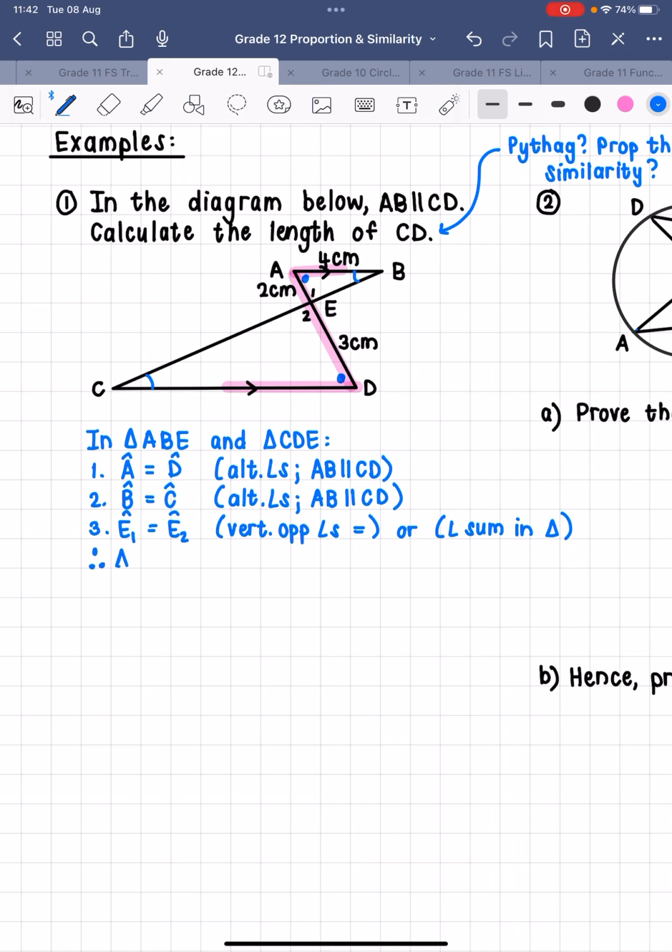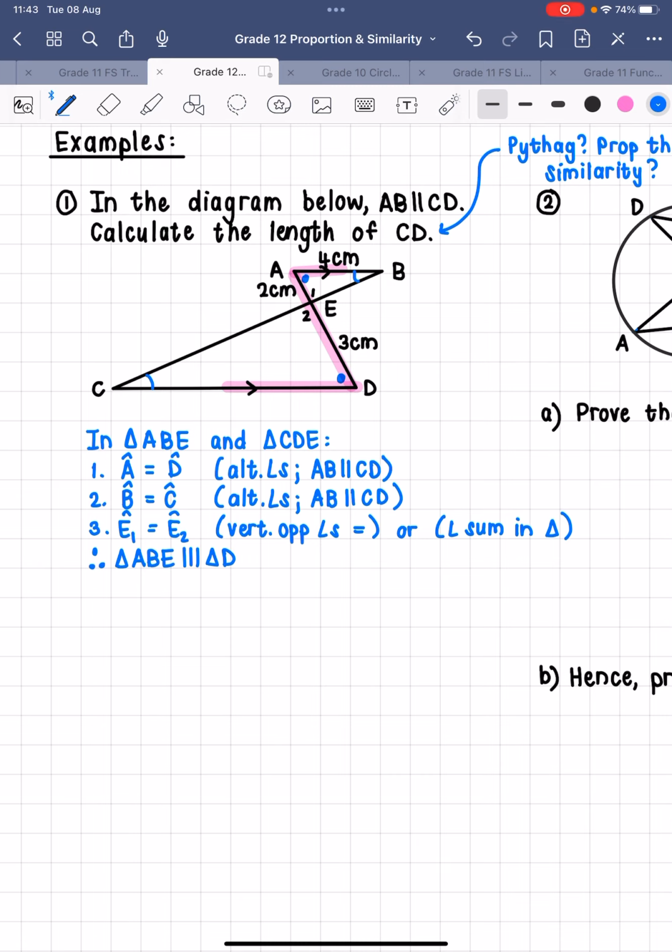Therefore, triangle ABE. Now guys, the way that we've written this out now, our 3 lines, is exactly going to give us the order of the letters in our similarity statement. We have A, B, E in that order. So we're going to write our letters for the second triangle in that order as well. D, C, E, right? A is equal to D. Because I wrote A first, I need to write D first in the second triangle.